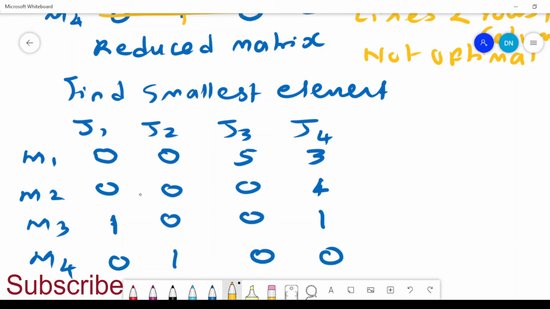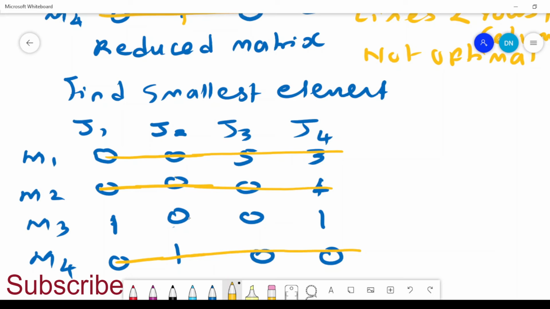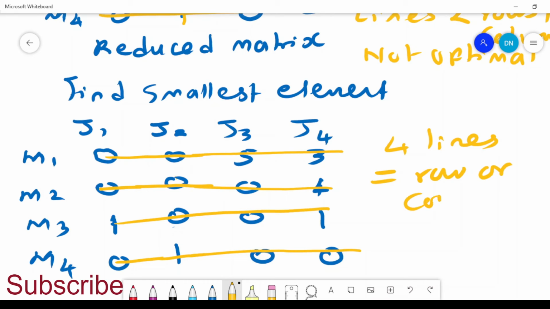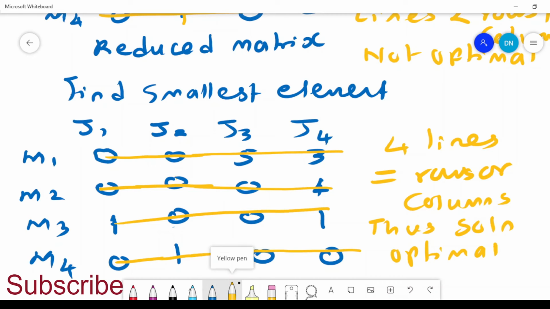Then again, we try to cover with the minimum number of lines, both horizontal and vertical lines. In this case, we have 4 lines, which is equal to the rows or columns. Thus, the solution is optimal. And therefore, we want to allocate based on the values that we are given. The zeros are the ones that we want to use for allocating.